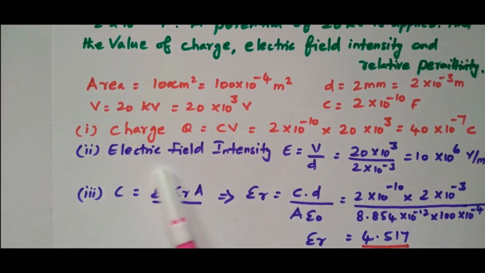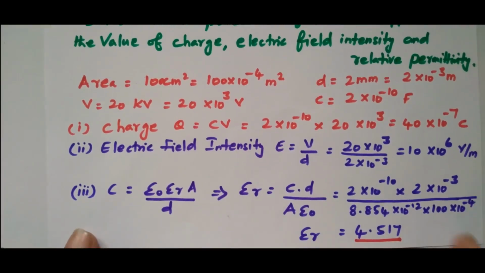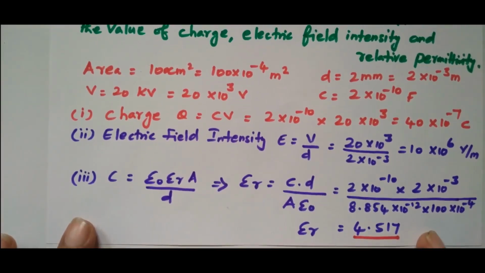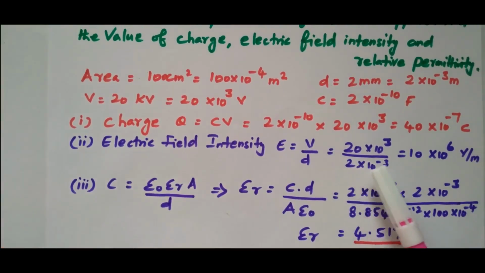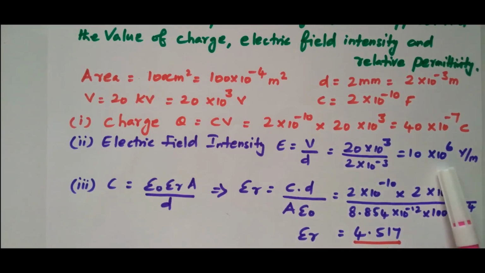Then we'll find the electric field intensity. E equal to V by d. These two values are available, voltage available, distance available, so we can use this formula, right? V by d. So V equal to 20 kilovolt, 20 into 10 to the power 3, divided by the distance, which is 2 millimeter, 2 into 10 to the power minus 3, that is equal to 10 into 10 to the power 6 volts per meter, right? The electric field intensity will be 10 into 10 to the power 6 volts per meter.